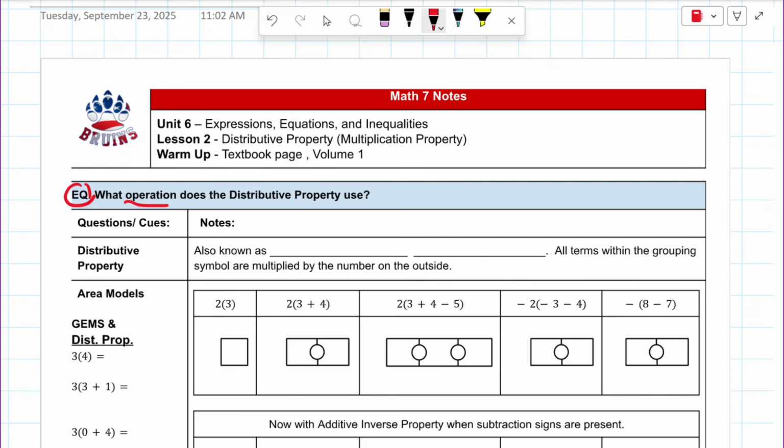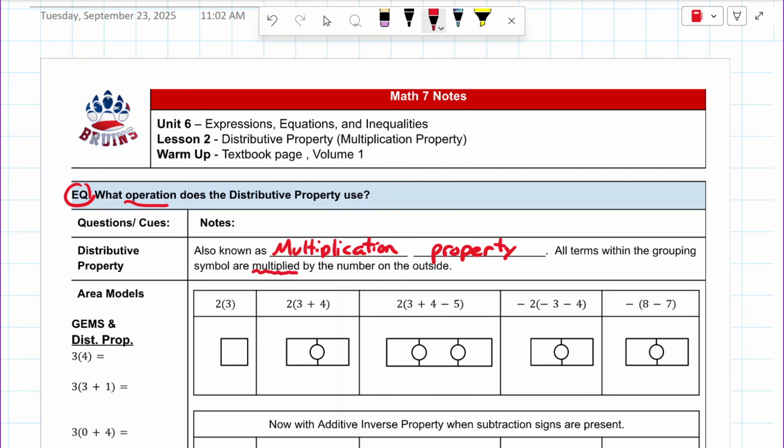So let's start. Distributive property, what is it? It's also known as the multiplication property. All terms within the grouping symbols are multiplied by the number on the outside.